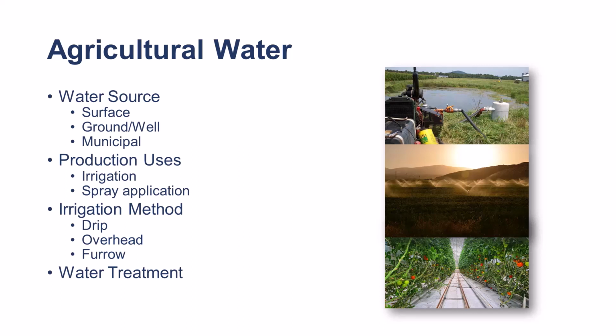These include surface water, such as ponds, lakes, streams, and rivers, ground or well water, and municipal water. Also consider production uses, whether that be irrigation, cooling, or spray application of fungicides; the type of irrigation method used, which include drip, overhead, and furrow systems; and if you are using a water treatment system like UV light, chlorination, peracetic acid, or ozone. Some of these factors are inherently riskier, like using surface water versus well water, and may require more control measures.